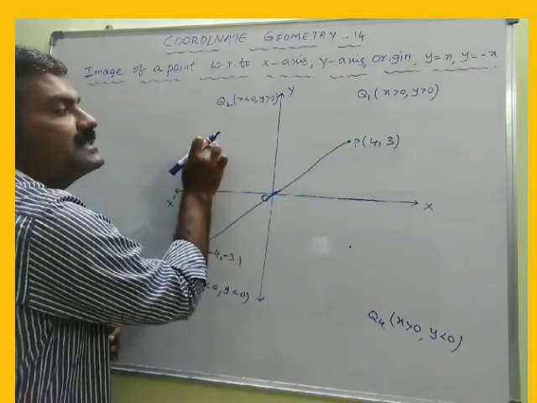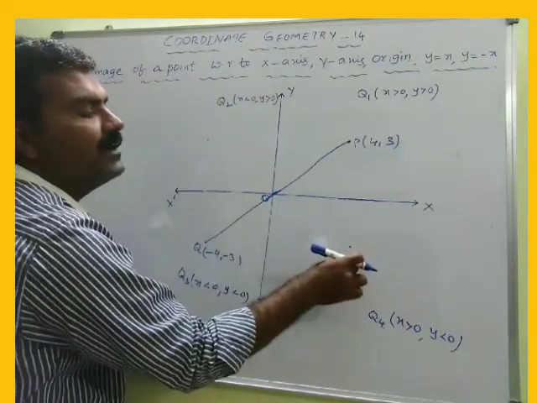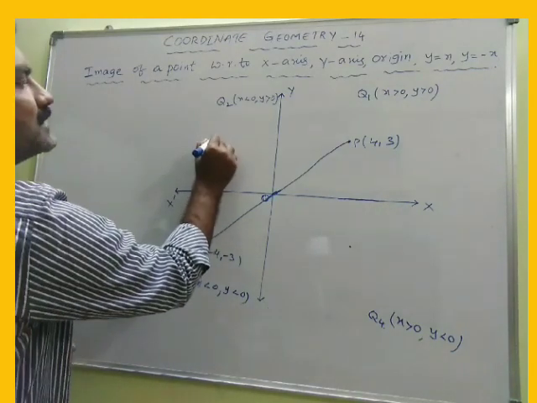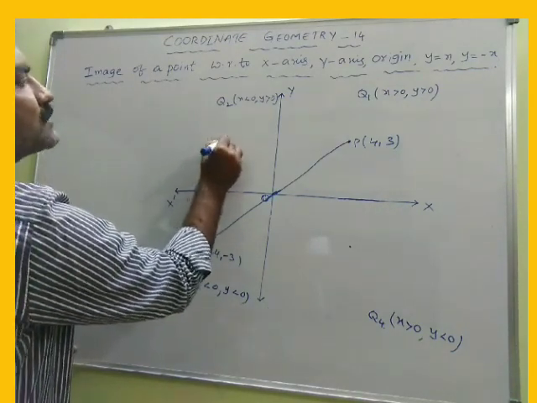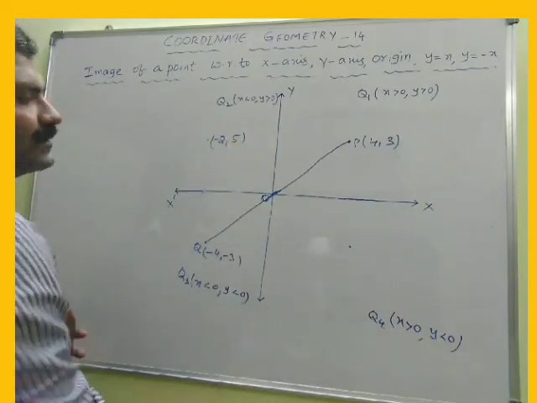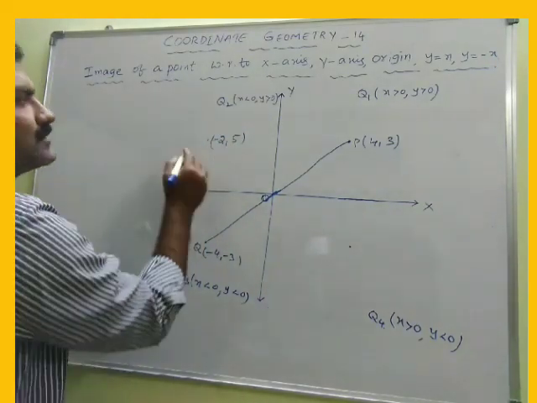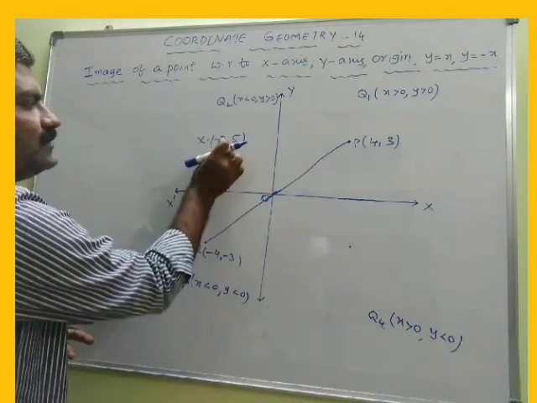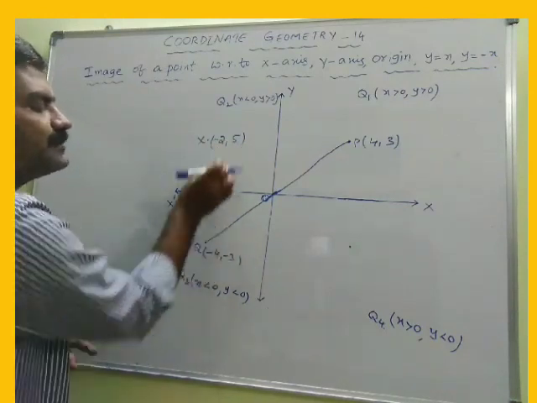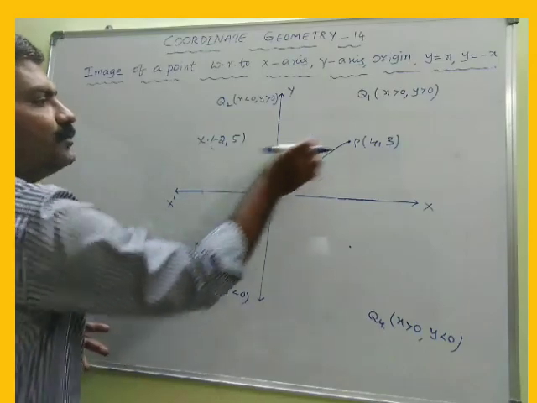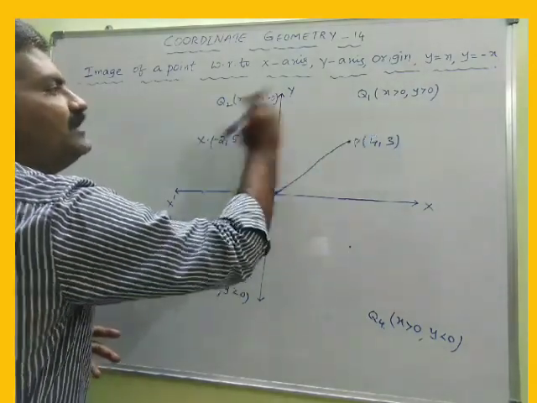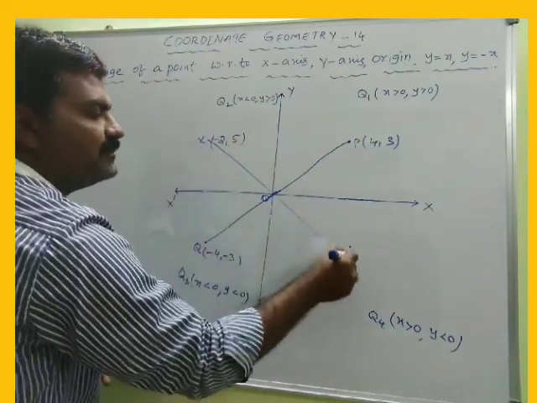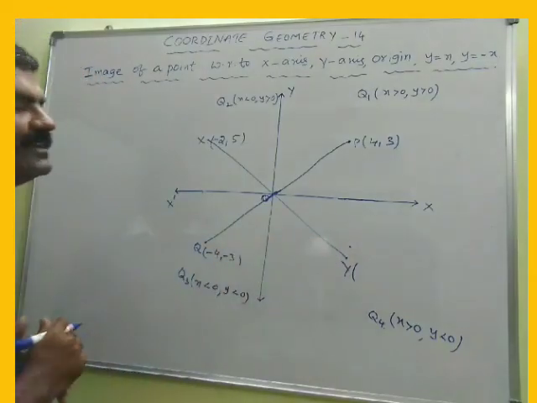If the point is in the second quadrant, then its image will be in the fourth quadrant with respect to the origin. For example, say this is the point (minus 2, 5), some capital X. Now its image with respect to the origin. If you write here, then this is not with respect to the origin, it is with respect to the x-axis. If you write here, then this belongs to the y-axis. Since it is with respect to the origin, its image will be here, say some capital Y.